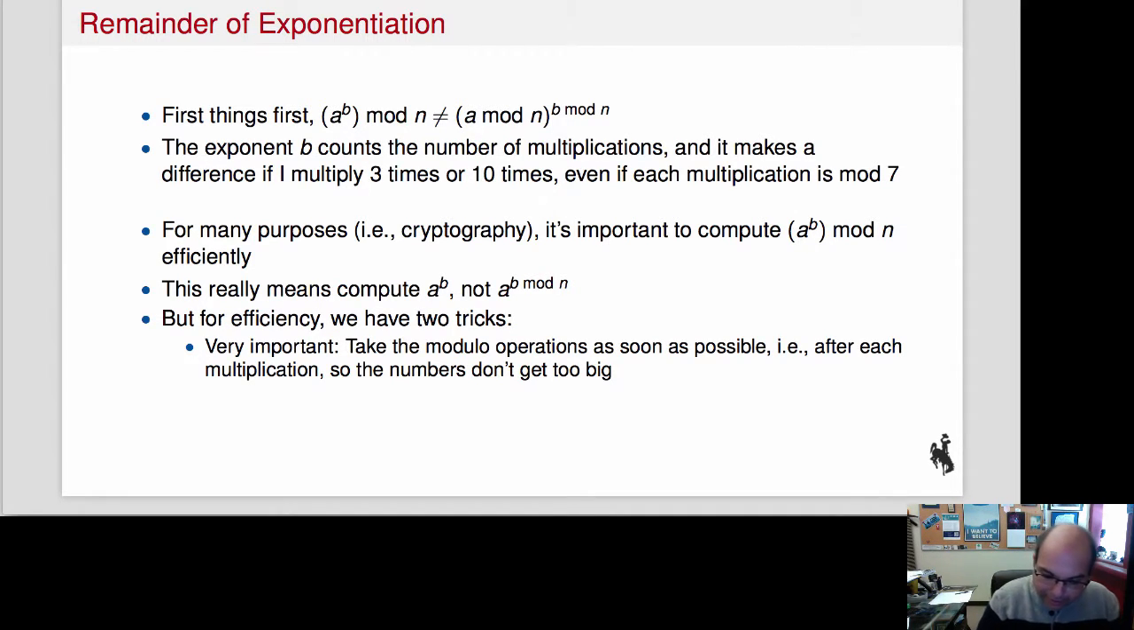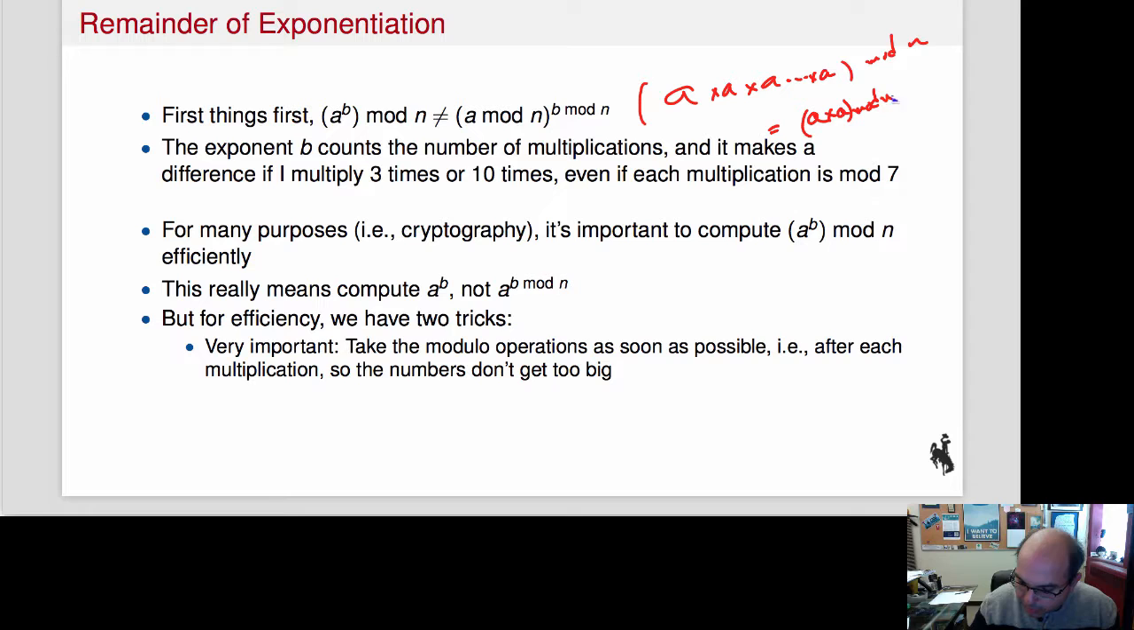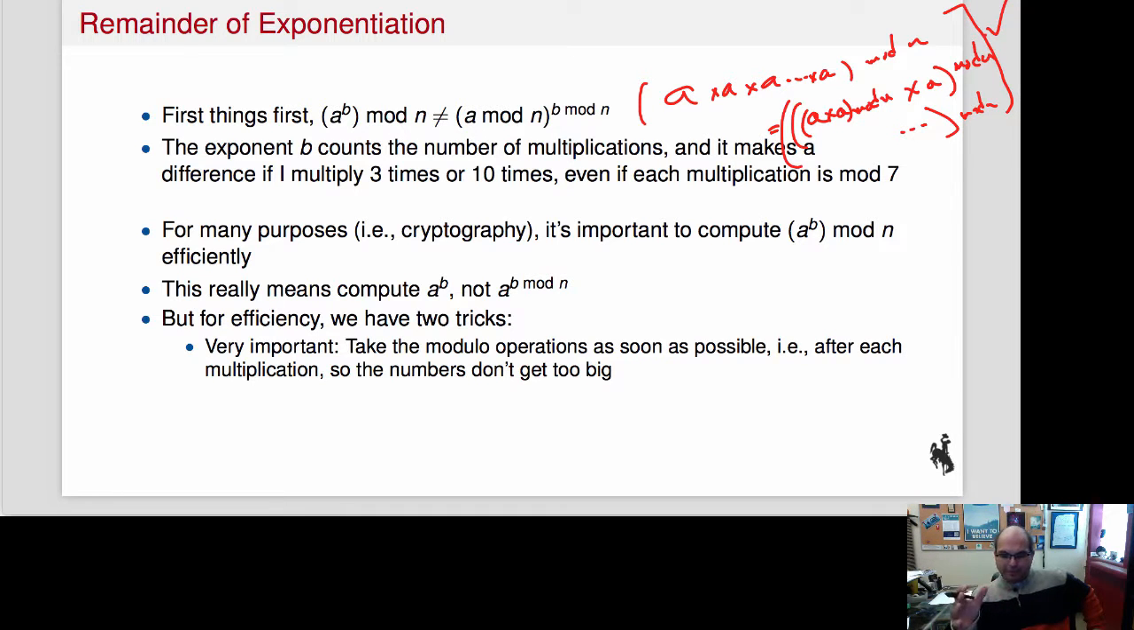But if I look at a times a times a times a, and I'm doing this mod n, well, actually, because of the way multiplication works, I could have just done a times a mod n, and then multiplied it by a mod n, and just do this b times. These two are identical because of what we've already seen about multiplication.